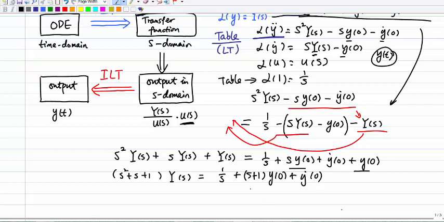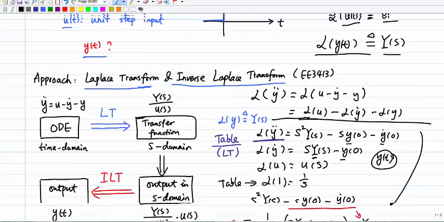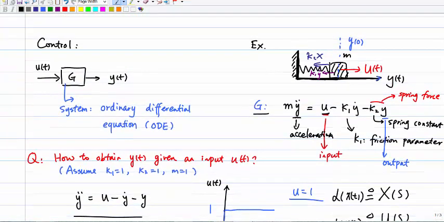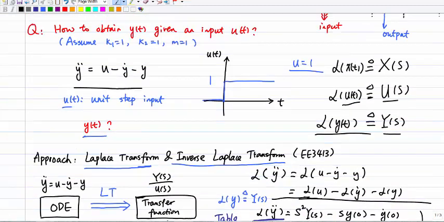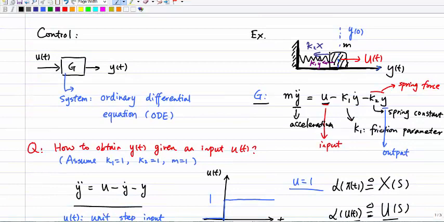Those are based on the initial conditions. y0 is the initial location, which means the initial location of this object, and y dot 0 is the initial velocity, which means at the very beginning what the velocity of this object is.